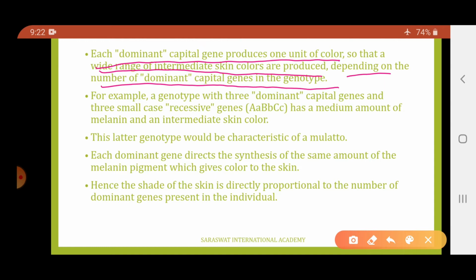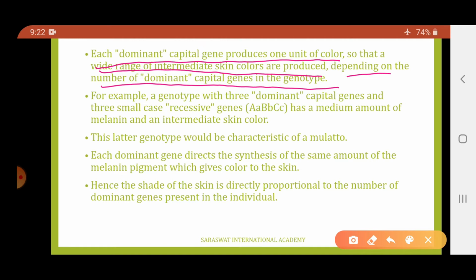So basically, we have the intermediate skin colors. An individual may have 6 dominant genes, 5 dominant genes, 4, 3, 2, or 1 dominant gene, or it may have no dominant gene. So each dominant gene indicates the amount or unit of melanin produced. So we have intermediate skin colors produced, because it depends upon the number of dominant genes present.